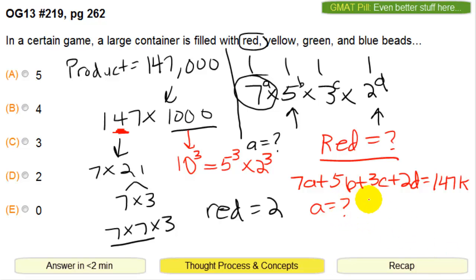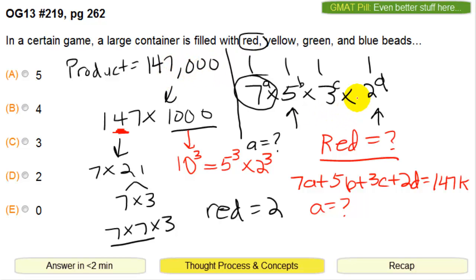Now, if this were the question, you would not be able to factor it like we did over here to find how many reds. You basically say, oh, we have 1 equation and 4 unknowns. You don't have enough information to answer this. You could have another set of equations to help you figure out what's the relationship between A, B, C, and D, and then from there calculate A. But if you just had this question and it were worded, well, we're told the sum is 147K, you don't have enough information. But instead, this question is asking, well, if the product is 147K, now what?